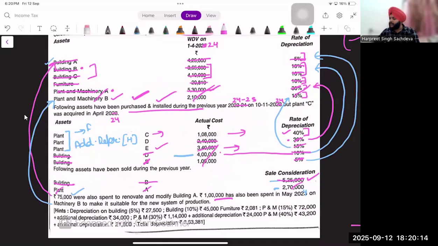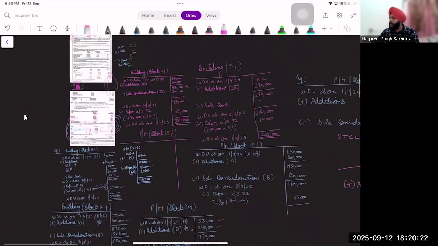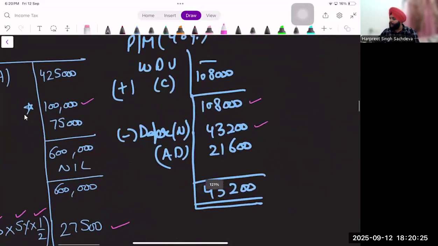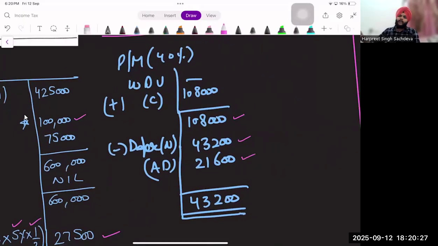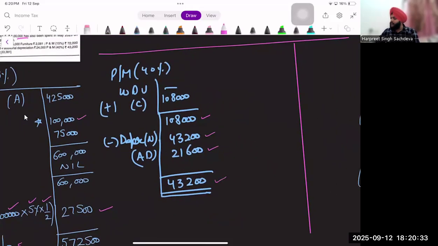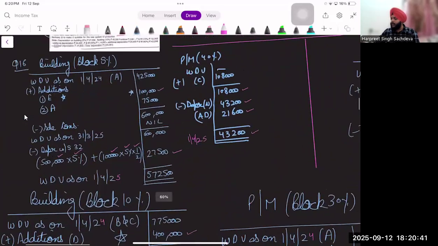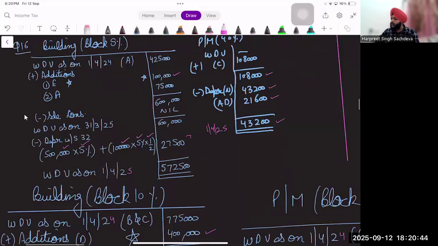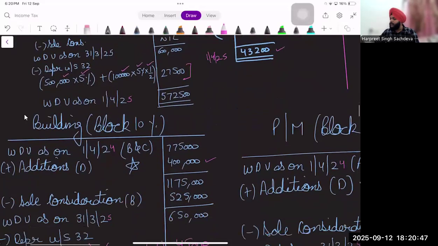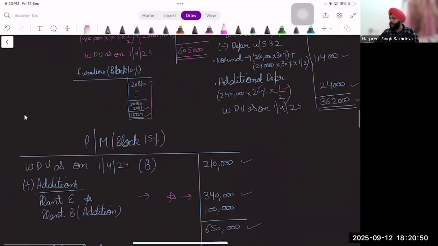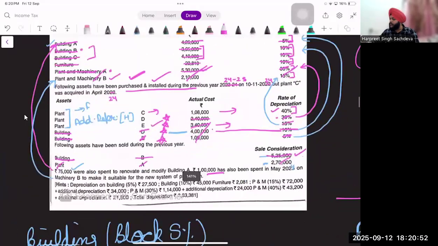Beware. All other assets were with a star, but this doesn't have a star, so it will be depreciated for the full year. Again, this is a plant and machinery, so it will also get 20% additional depreciation for the full year. And the balance becomes 43,200 as on 1st April 2025. The question is finished. Now you can add all the values of depreciations, normal depreciation, additional depreciation, everything from all the blocks, and then you will get the total depreciation under section 32.